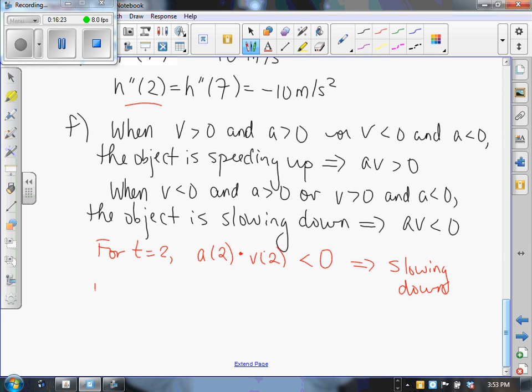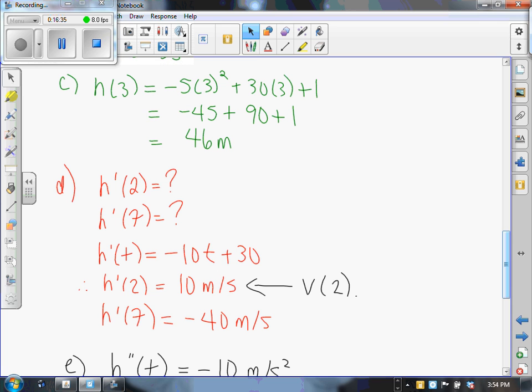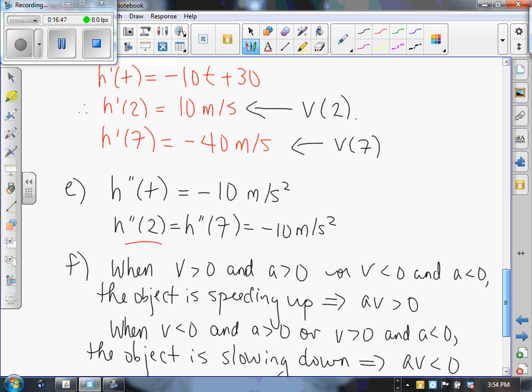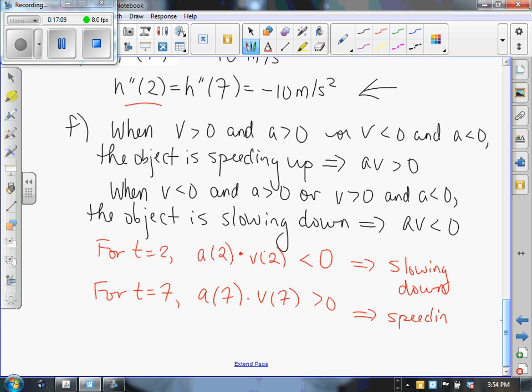For t equals 7, take note that we had determined, if we look back on it, the velocity at 7 was h prime at 7. We had minus 40 meters per second. So that multiplied by your acceleration, two negatives under multiplication giving a positive. So we can see that acceleration at 7 and its product with the velocity at 7 is positive. And that implies that the object is speeding up. And one would expect that as an object returns to the Earth from its maximum, it should be speeding up over time. So that takes care of part F.